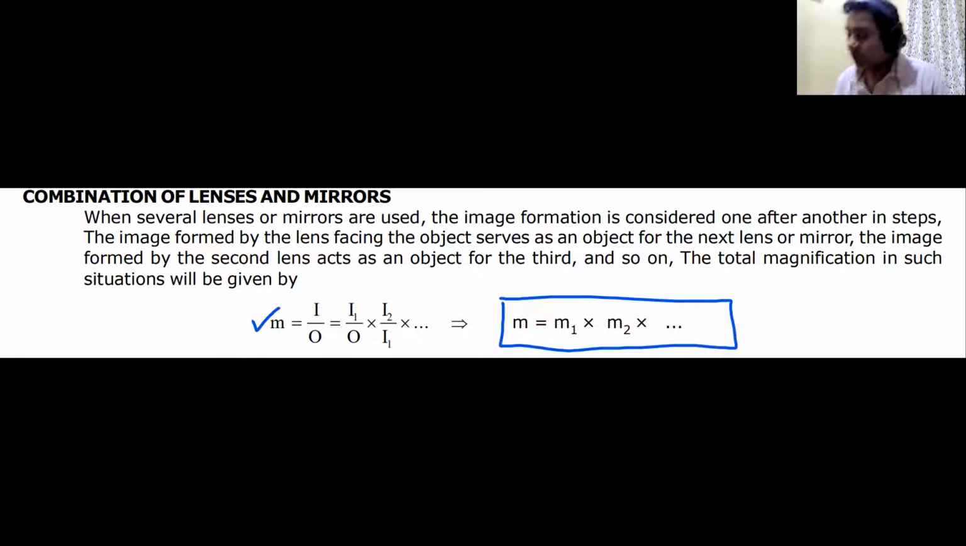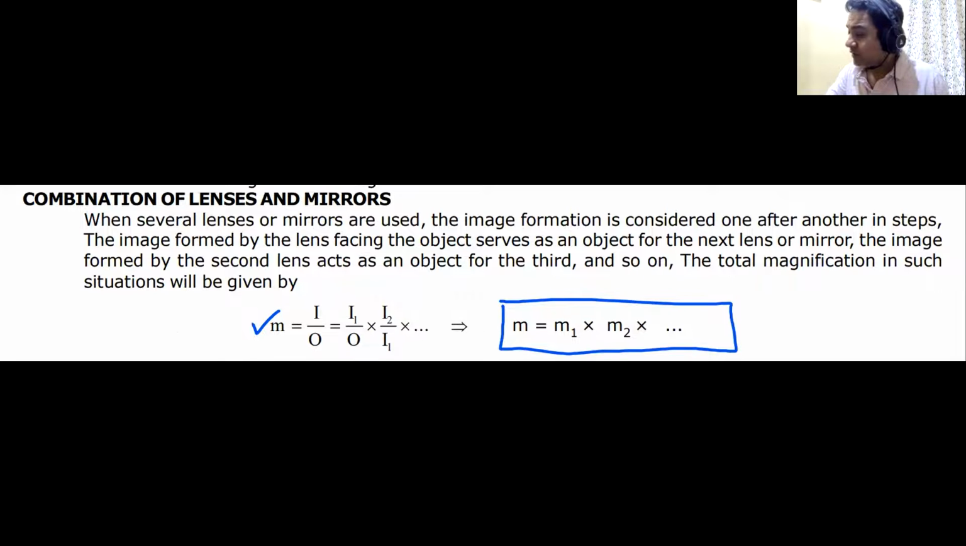Yes, sir. Okay, I'll give you a minute to note this down. If you have a number of lenses or mirrors arranged, the total magnification will be M1 multiplied by M2 multiplied by M3 and so on. This can come as a question in the exam. Please note it down, then we'll move on to the next part. I'll give you a minute to note it down.